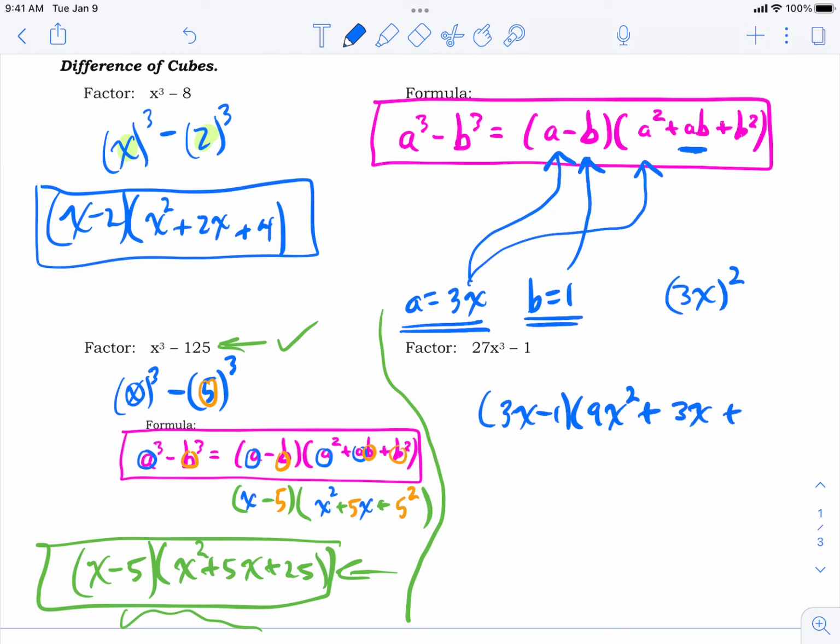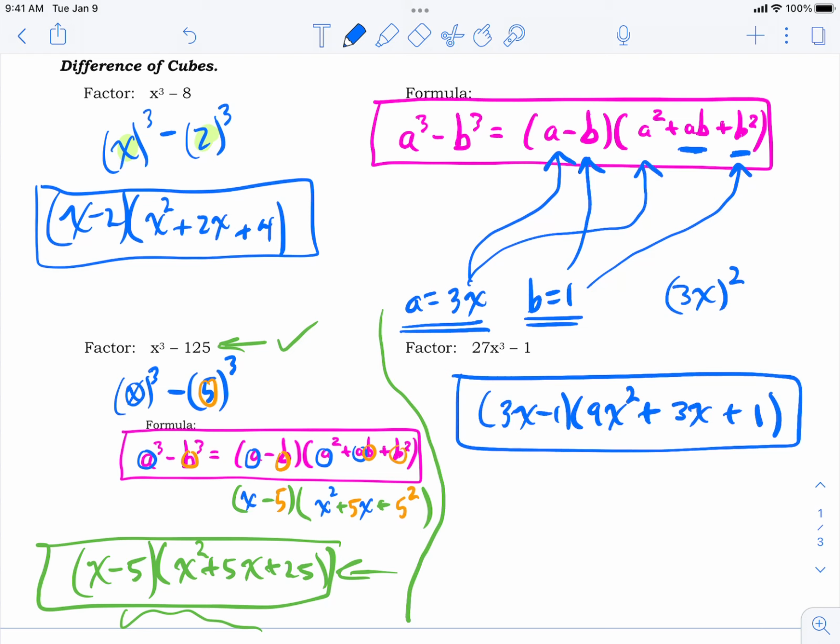Plus, and now I'm supposed to just put the b over there and square it. Well, that's a 1 squared, which is still a 1. And so there you go. And again, you multiply that stuff out, I guarantee it's going to simplify to just that. It's an amazing thing. Okay, so differences of cubes.